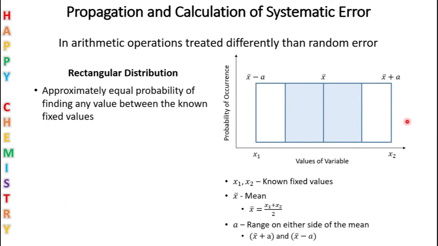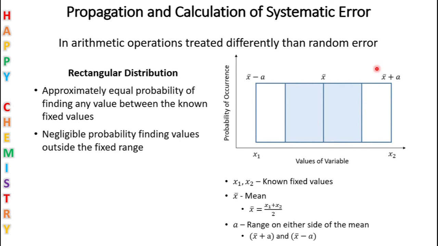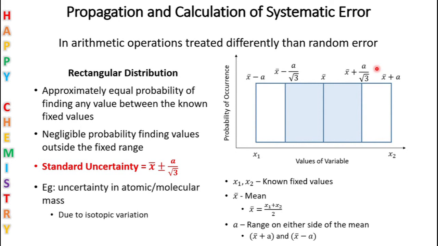The mean of x1 and x2 is x bar. Range on either side of the mean is a. To x1, it is x bar minus a, and to x2, it is x bar plus a. The standard uncertainty of this kind of system is given by x bar plus or minus a divided by square root of 3. An example for this kind of system is uncertainty in atomic and molecular mass due to isotopic variation.